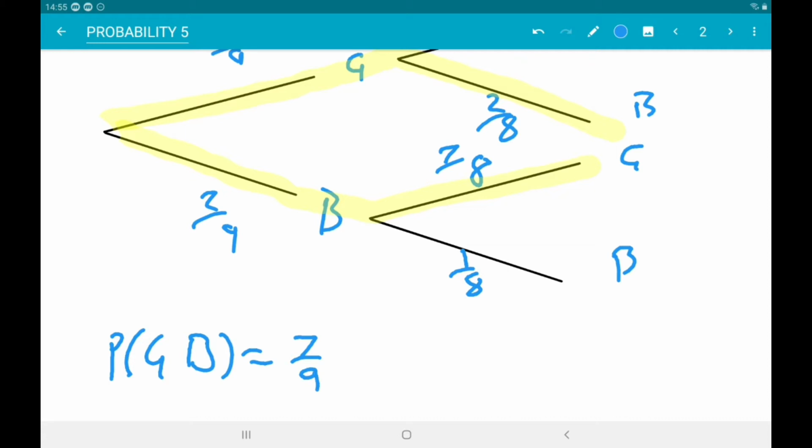Now, when we go along the branches, we multiply. So it's 7 ninths times 2 eighths, which is 1 quarter. So we have 7 ninths times 1 quarter, so that's 7 over 36.